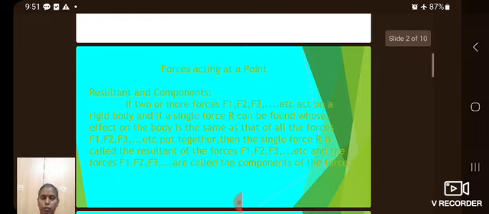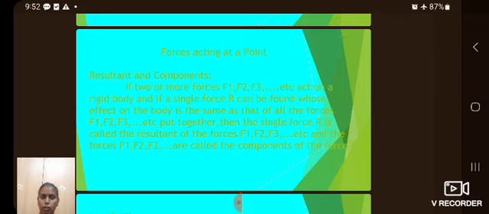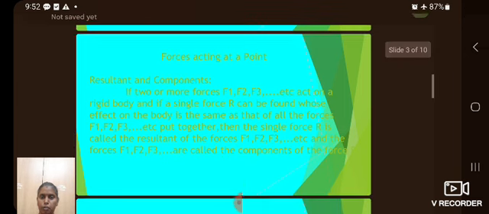Now we will see the forces acting at a point. The forces acting at a point are of two types, resultant and components. If two or more forces act on a rigid body, and if a single force R can be found whose effect on the body is the same as that of all the forces F1, F2, F3, etc. put together, then the single force R is called the resultant of the forces, and the forces F1, F2, F3, etc. are the components of the forces. Forces acting at a point can be defined as resultant and components of two forces.